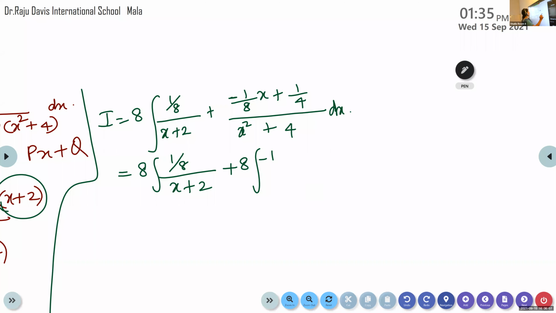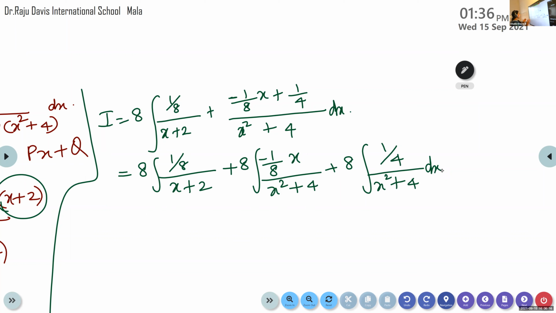Plus 8 into the integral of 1 by 4 by x square plus 4. What are we doing here? We are making it into smaller parts. In the beginning, we are given a big function. What do we do? We apply the method of partial fractions and make it into smaller parts.